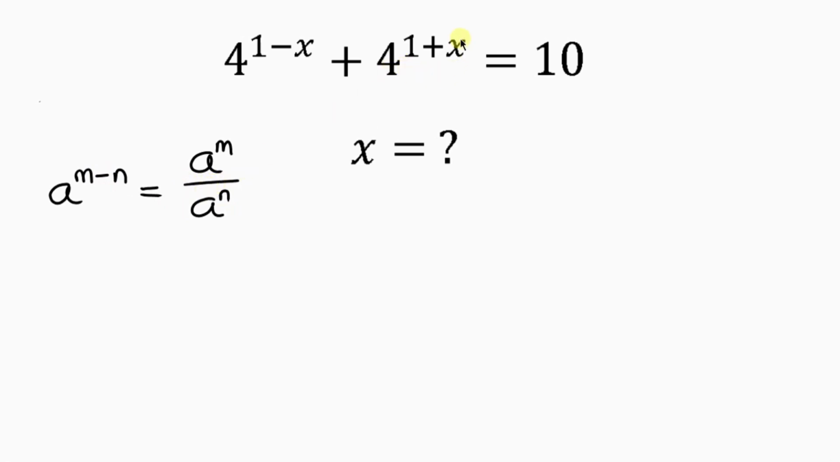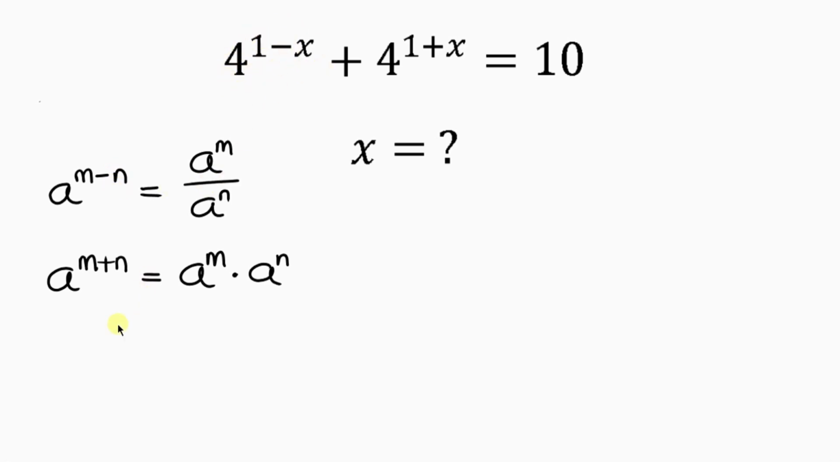Now, what about what we have here? We apply the property of indices that says when I have a to the m plus n, just as it is here, this can be written as a to the m times a to the n. So addition is associated with multiplication. Now let's apply this to this.